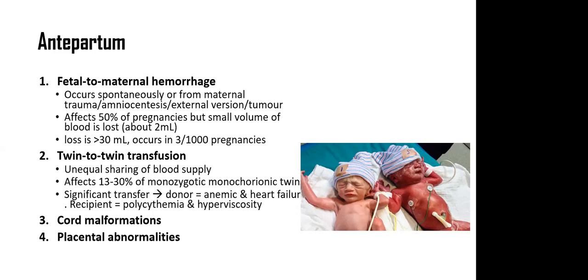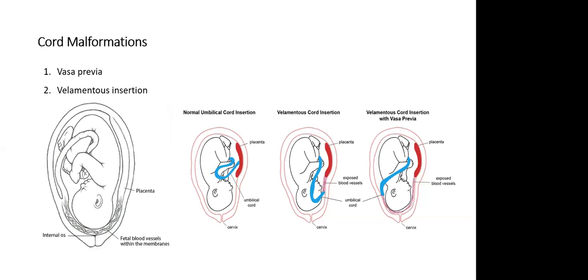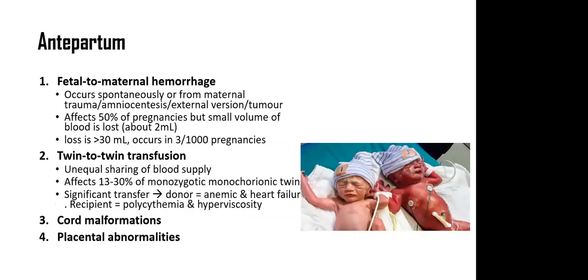So usually it is not significant, and if there is a substantial amount of blood loss, more than 30 mls, it can cause hemorrhagic anemia, and it occurs in about 3 in 1,000 pregnancies.